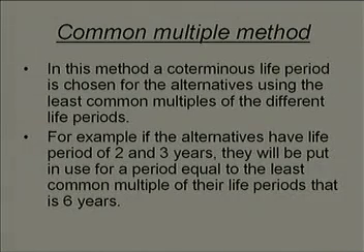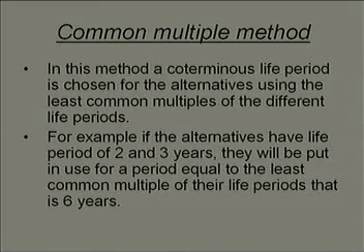Now, as the name suggests, in the common multiple method, what we do in this particular type of problem is take the least common multiple of the different life periods. Suppose one equipment has a life of 5 years, and another equipment has a life of 10 years. So, what is the common multiple there? 10. So, we will do our analysis for a period of 10 years.